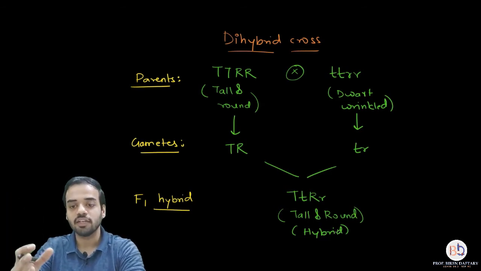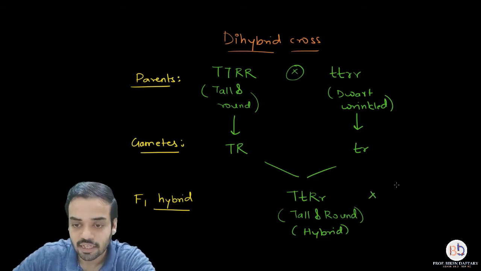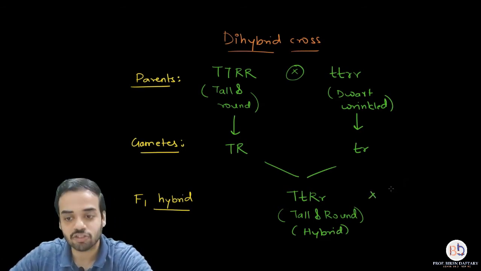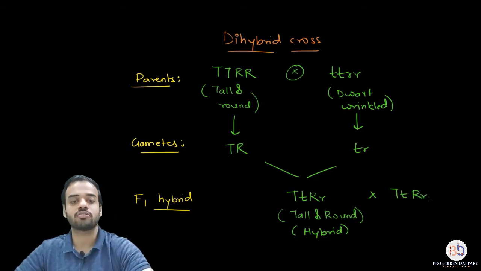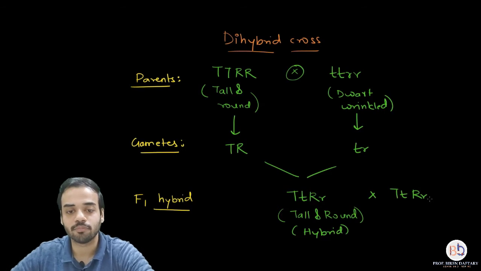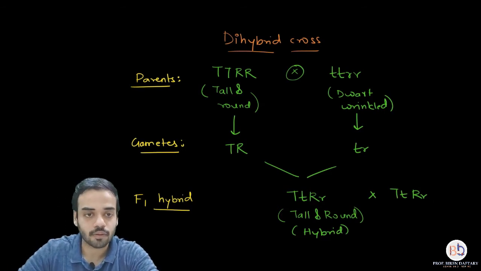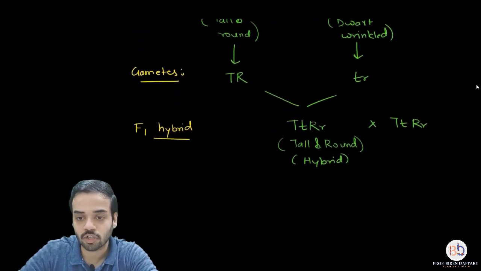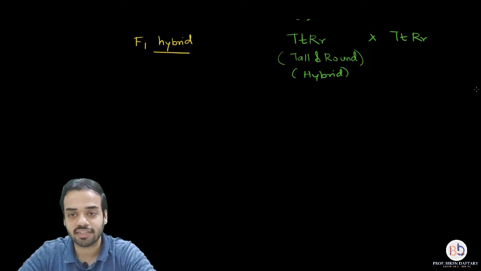We self it. So indirectly we are going to perform a cross between capital T, small t, capital R, small r, and capital T, small t, capital R, small r. This is the cross that we are going to perform. Is this clear? So now let me just scroll down. Now, using the checkerboard method, everybody knows the Punnett square or the checkerboard method.